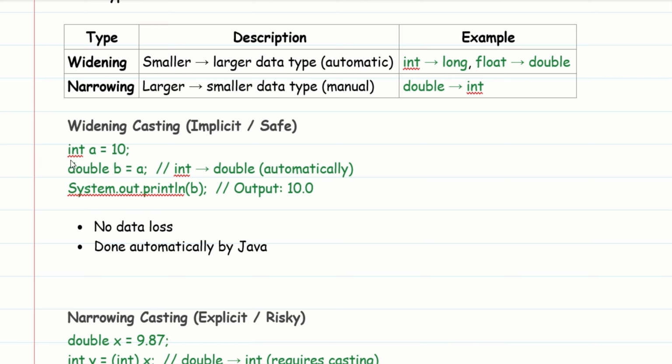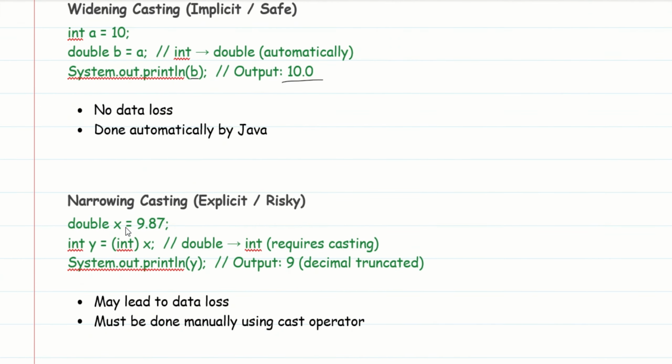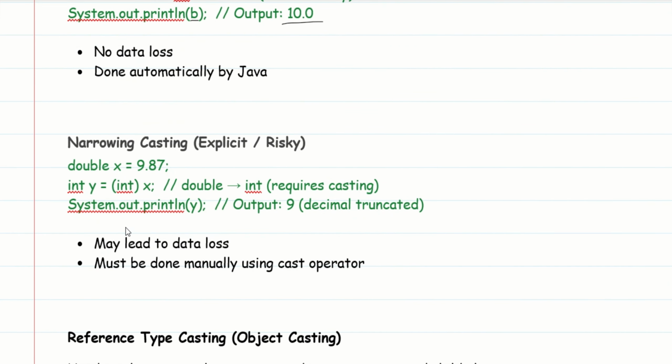In this case, there will be no data loss, and Java will take care of converting it automatically. So here is an example. I have an int with a value 10. A is the reference variable. Then I'm just assigning the int reference variable directly to the double here. During runtime, Java will take care of the conversion. If I print b here, which is a double, it will print a double value, that is 10.0.